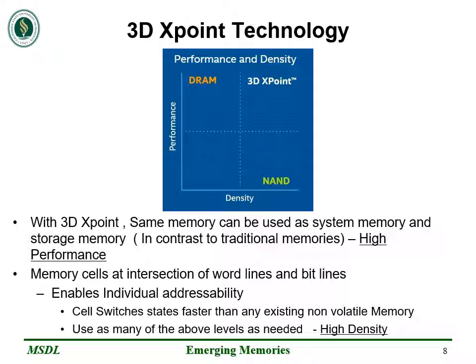As you can see in the picture, the DRAM is high on performance but low on density, and the NAND is high on density but low on performance. The 3D XPoint performs a perfect trade-off for us here.